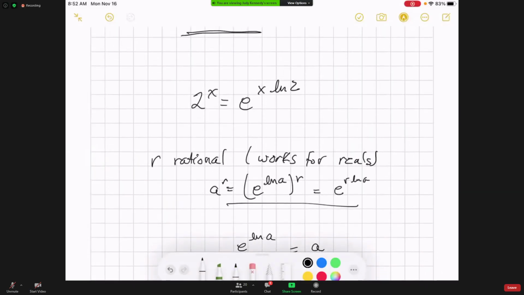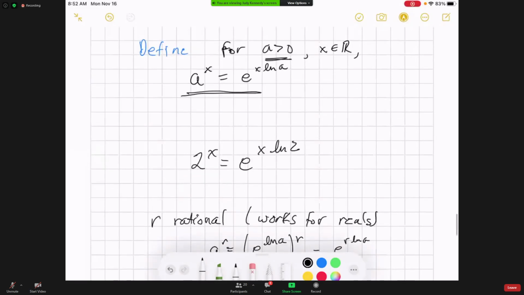So you can leave. If you want to hang around and ask questions, you may. We're going to spend probably tomorrow finishing talking about these other bases. And also, we're going to work another graphing problem.